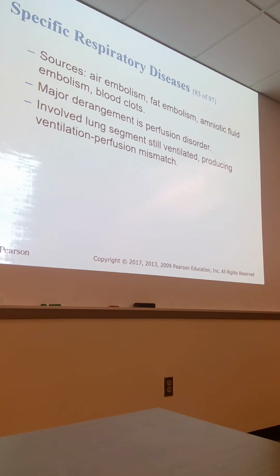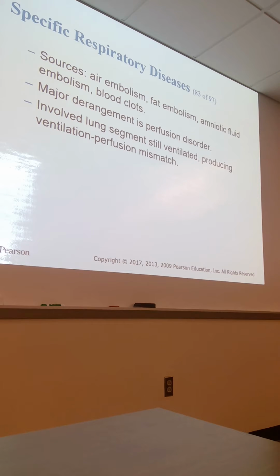Fat embolism most commonly comes from a hip fracture. There's fat inside the femur, and when you fracture and you liberate that fat, it comes up the venous circulation, lodges in the pulmonary capillaries, and causes a fat embolus. Amniotic fluid embolism obviously happens around the time of delivery, where there's release of amniotic fluid into the circulation, and it embolizes and lodges in the pulmonary circulation.